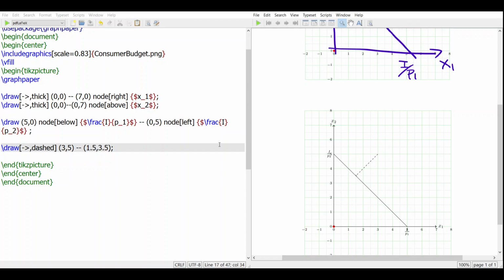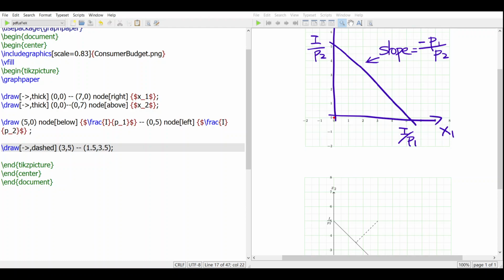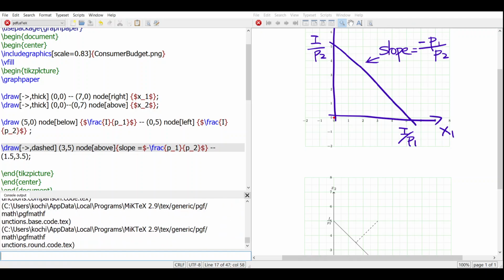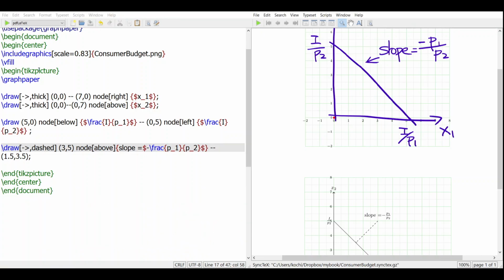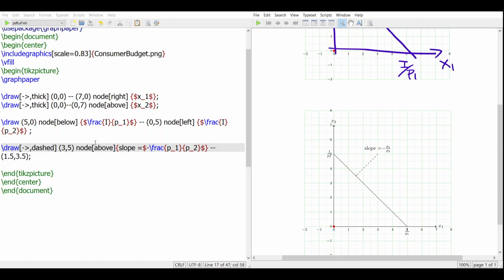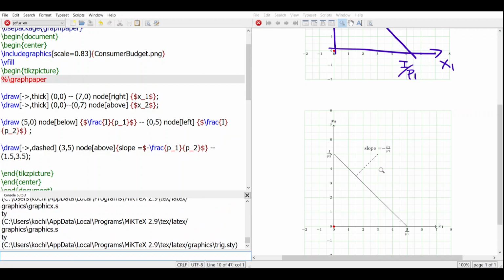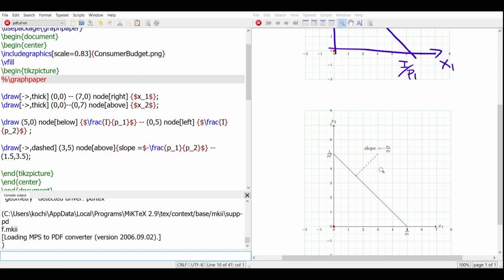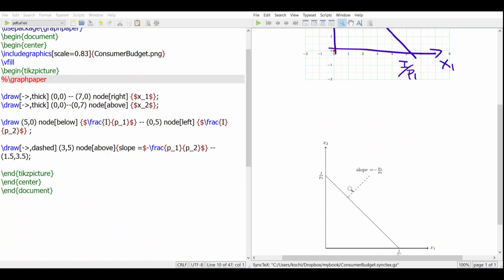So what we want to put is a slope equal to this, so we put a node, maybe above. Let's check if this is okay, and we'll put a dollar sign here. We'll put slope first. Slope is equal to negative the fraction, which is P1, and the other is P2. Let's see if this fits what we want. Okay, so the slope seems good. Now we can take away the graph paper, which is the helping line we are drawing. Let's see, with the drawing line, is it good enough? Okay, this seems to be okay.